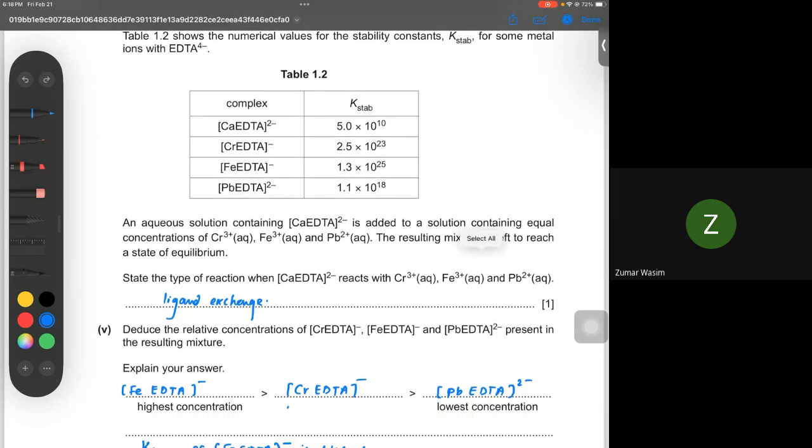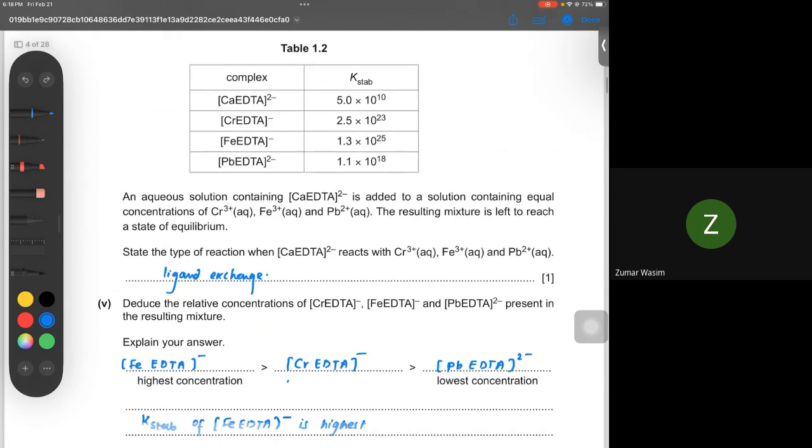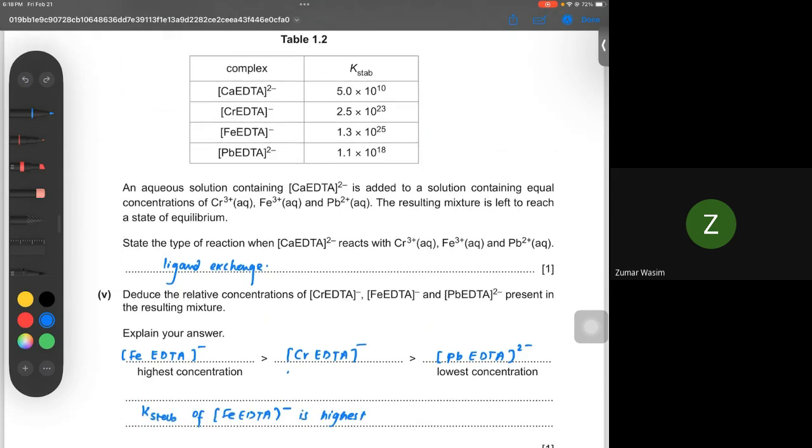Deduce the relative concentrations of these present in the resulting mixture. Ultimately, they are saying that FeEDTA, you can see its K stab is the highest. So that's why I'm saying it has the highest concentration.